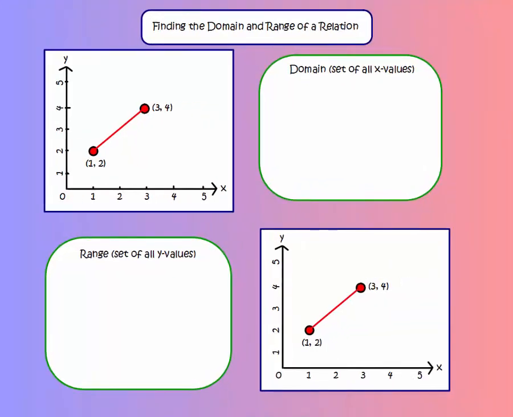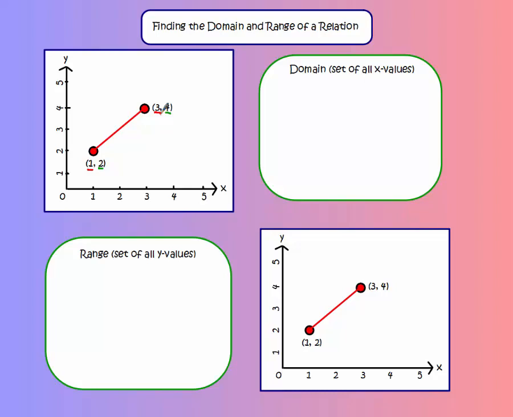So let's look at how we actually determine the domain and range of a relation. Take a look at this graph here on the top left. It has the point 1, 2. In other words, it went over 1 and it went up 2. Let's use green, up 2. And this point over here was over 3 and up 4. I'm going to try to stay using the red for the domains and the green for the range.